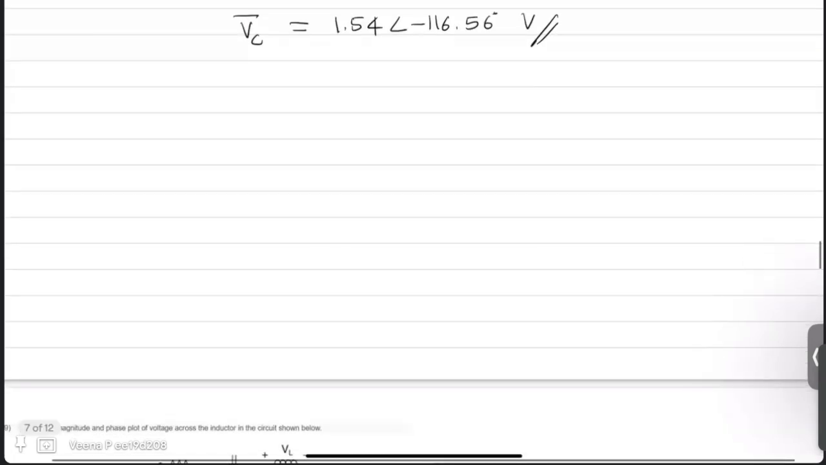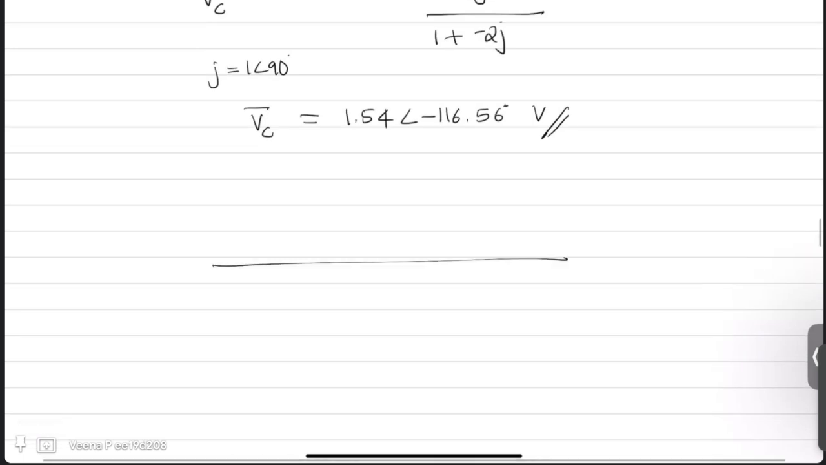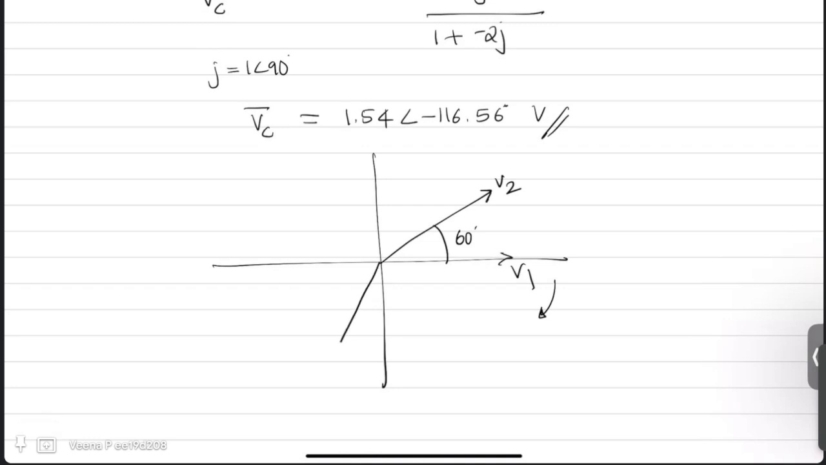Now let us represent this in the phasor quadrant. So you have your V1 as the reference. V2 is 60 degree ahead of V1. Now VC is from the reference frame 116 degree lagging, means you have to move in the clockwise direction 116 degree. So 116 degree lies somewhere here, which is your VC.